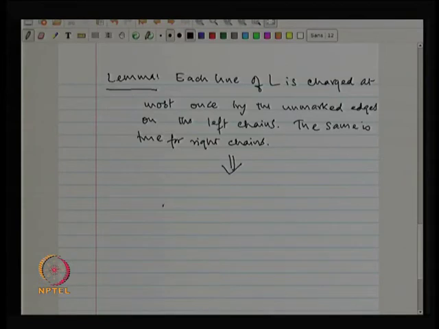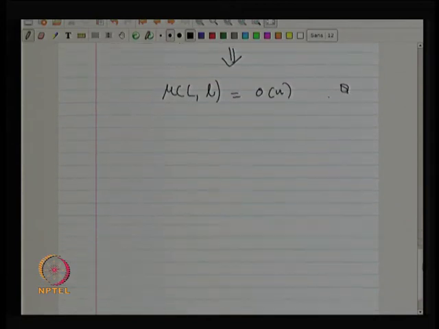This proves that this implies that mu, okay, and that finishes the algorithm. Is this clear, or any questions?